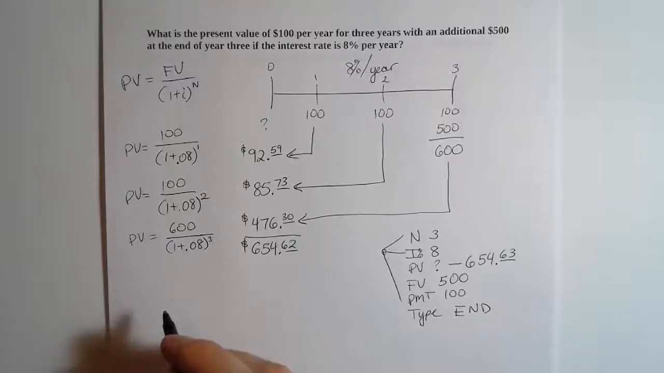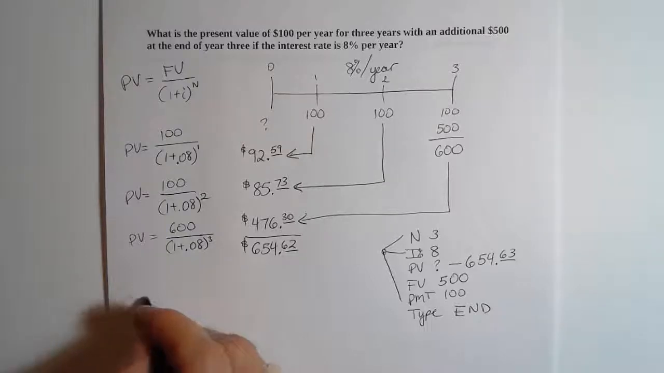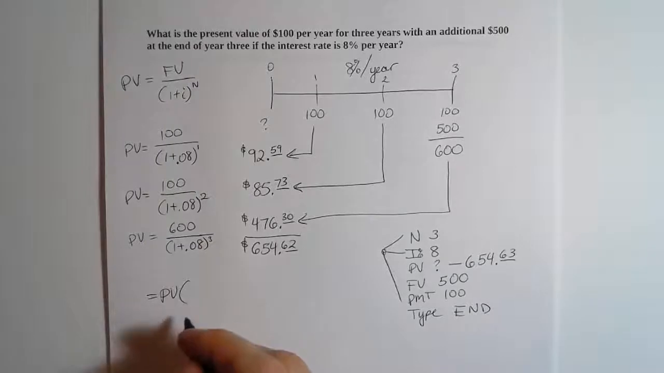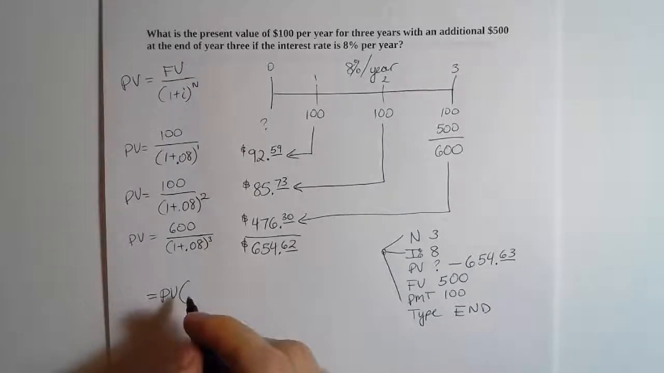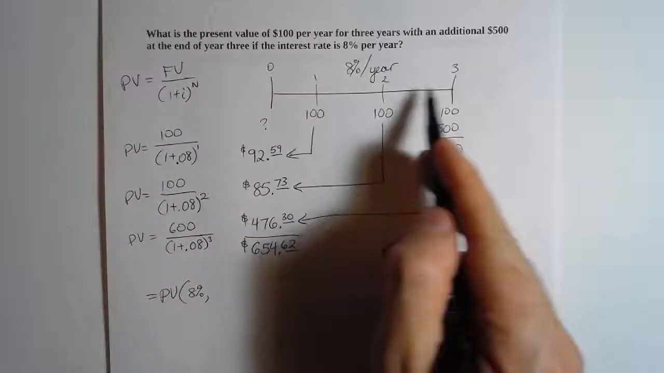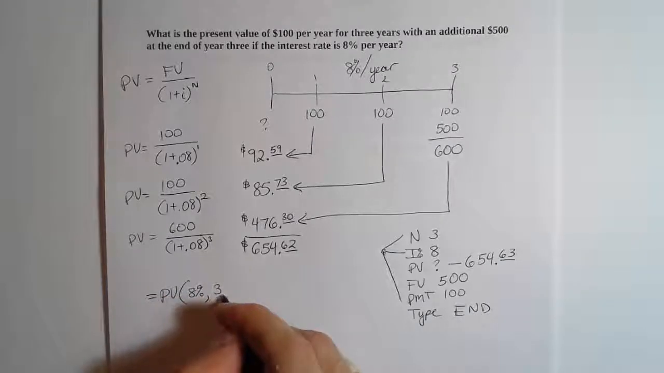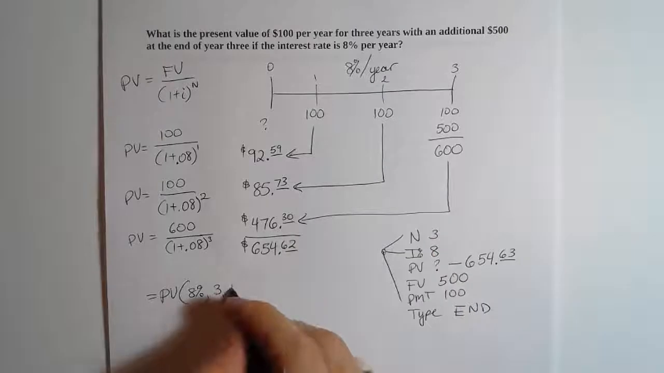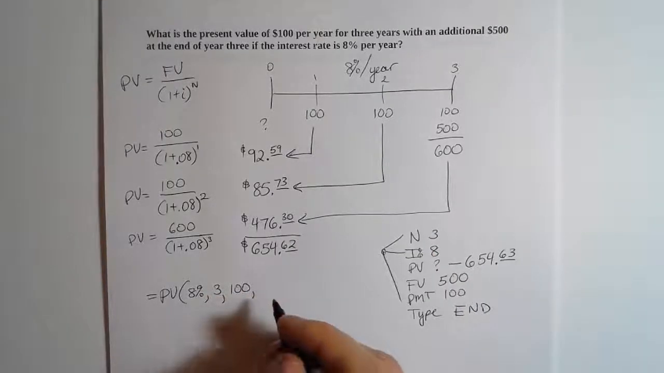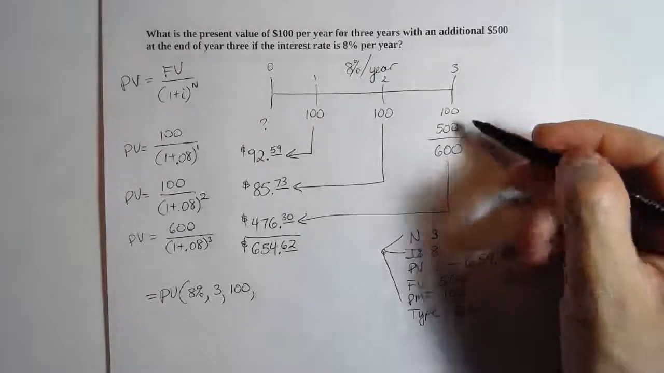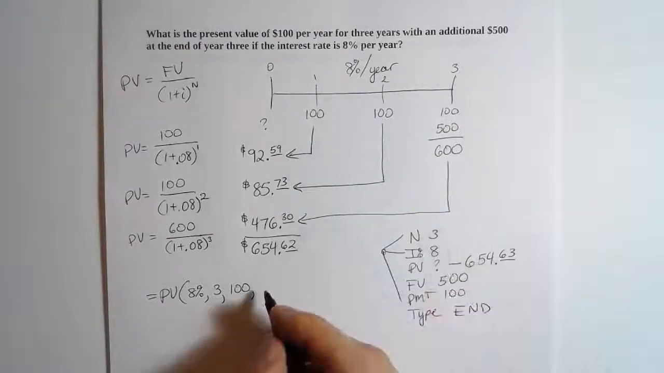Now, as you can probably suspect, if you've been watching these videos, we could also find this present value using Excel. The way we would do that is we would type equals PV, open parentheses, and now it looks for the rate, which is going to be 8%. Then it looks for the number of periods, which is 3. Then it wants the payment, which is the annuity component, so that's going to be $100. Then it looks for the future value, and we do have a future value that's not part of this payment stream, so that future value is going to be $500.